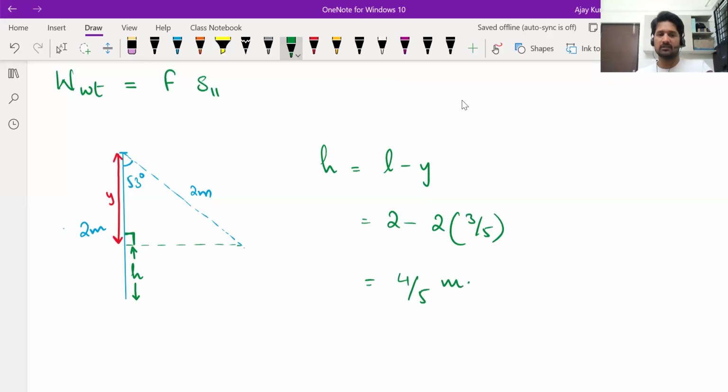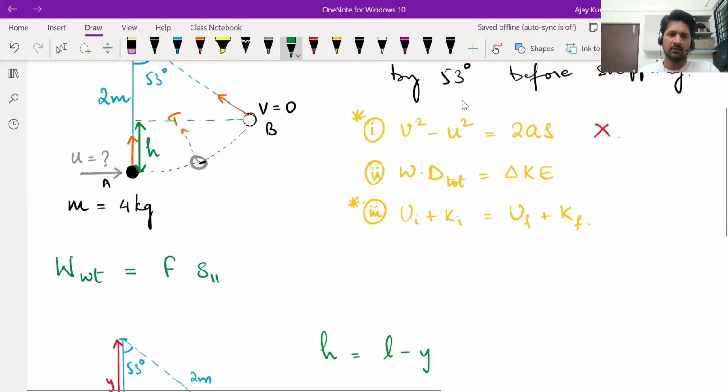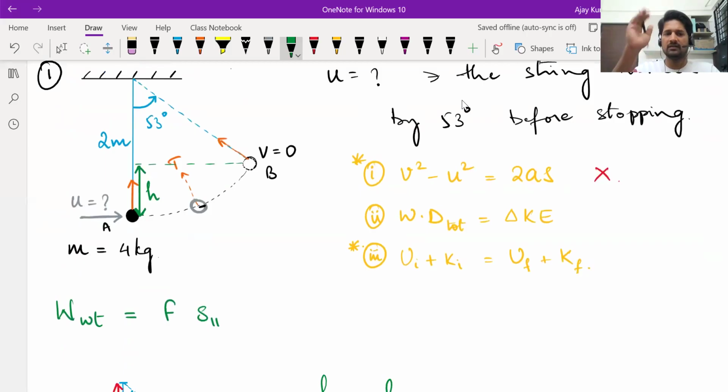Now, why did we calculate this height? Because that is the displacement parallel to mg. But mg acts downwards, height h is upwards, it is ascending. Therefore, the work done by weight becomes, you can always calculate work done by weight like this, mg into delta h, or minus mg into delta h. If height is increasing, work done by weight will be negative. If height is decreasing, if the object is coming down, work done by weight will be positive. So we can do it like this.